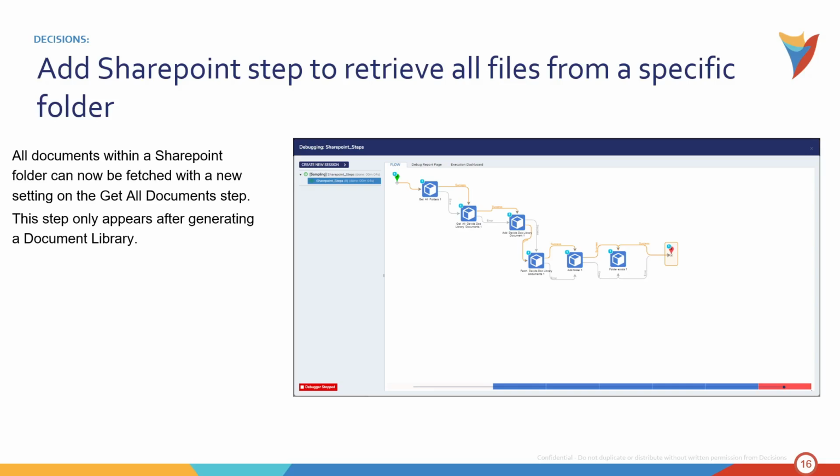Speaking of new steps, there's a new step for the SharePoint module, Get All Document step. This step won't appear by default. It will only show up after you generate a document library, and then you'll have a step that retrieves all the documents from that library.